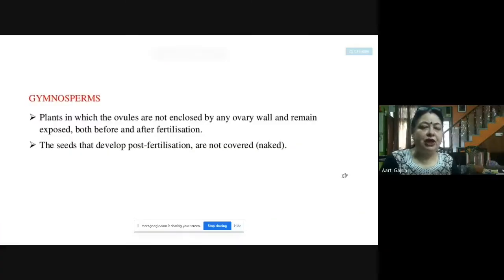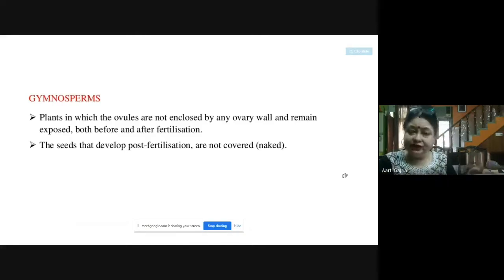They are not covered inside the fruit. The ovules are naked and ovules are producing seeds which are naked. So we will study about this class, that is gymnosperms. Gymnosperms are the plants in which the ovules are not enclosed by any ovary wall. Because now when we will do angiosperms, there is ovary, and inside the ovary you will find the ovules.